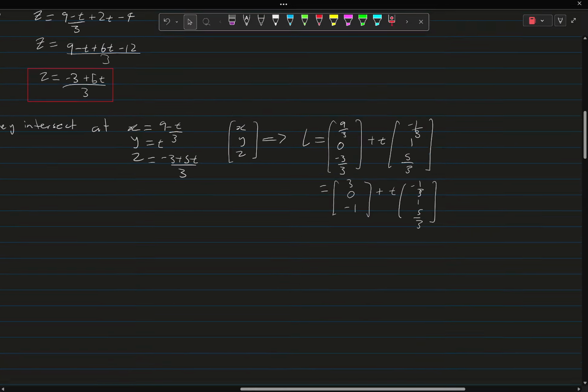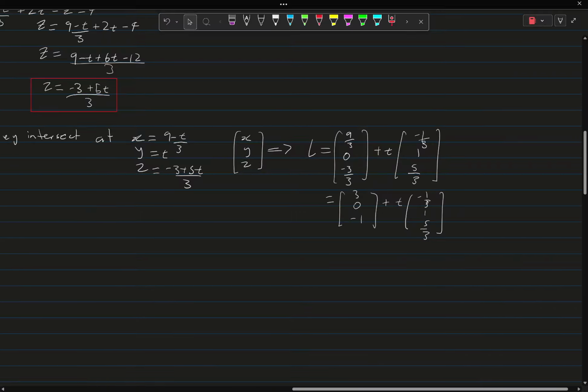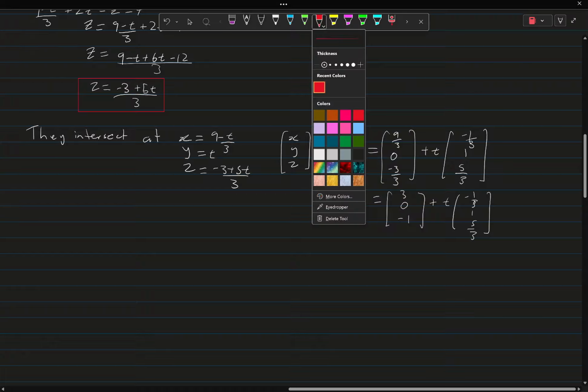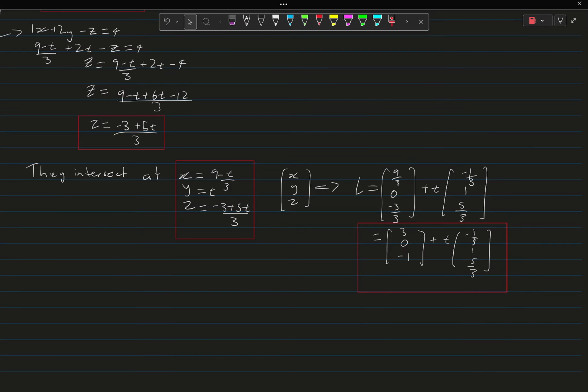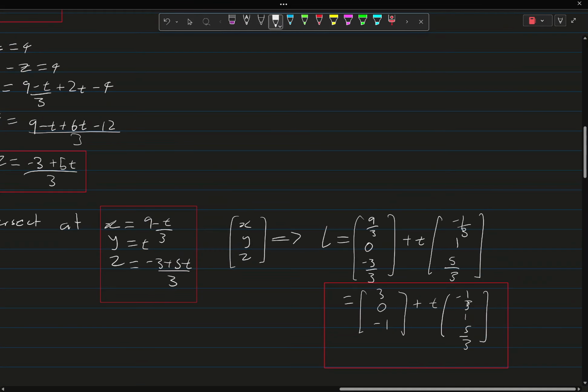And that's our two possible ways we can represent the solution. We can either represent it as just the coordinates themselves, or a vector equation of a line. And that's because when we have two planes intersecting, if they do intersect, they'll intersect along a line.